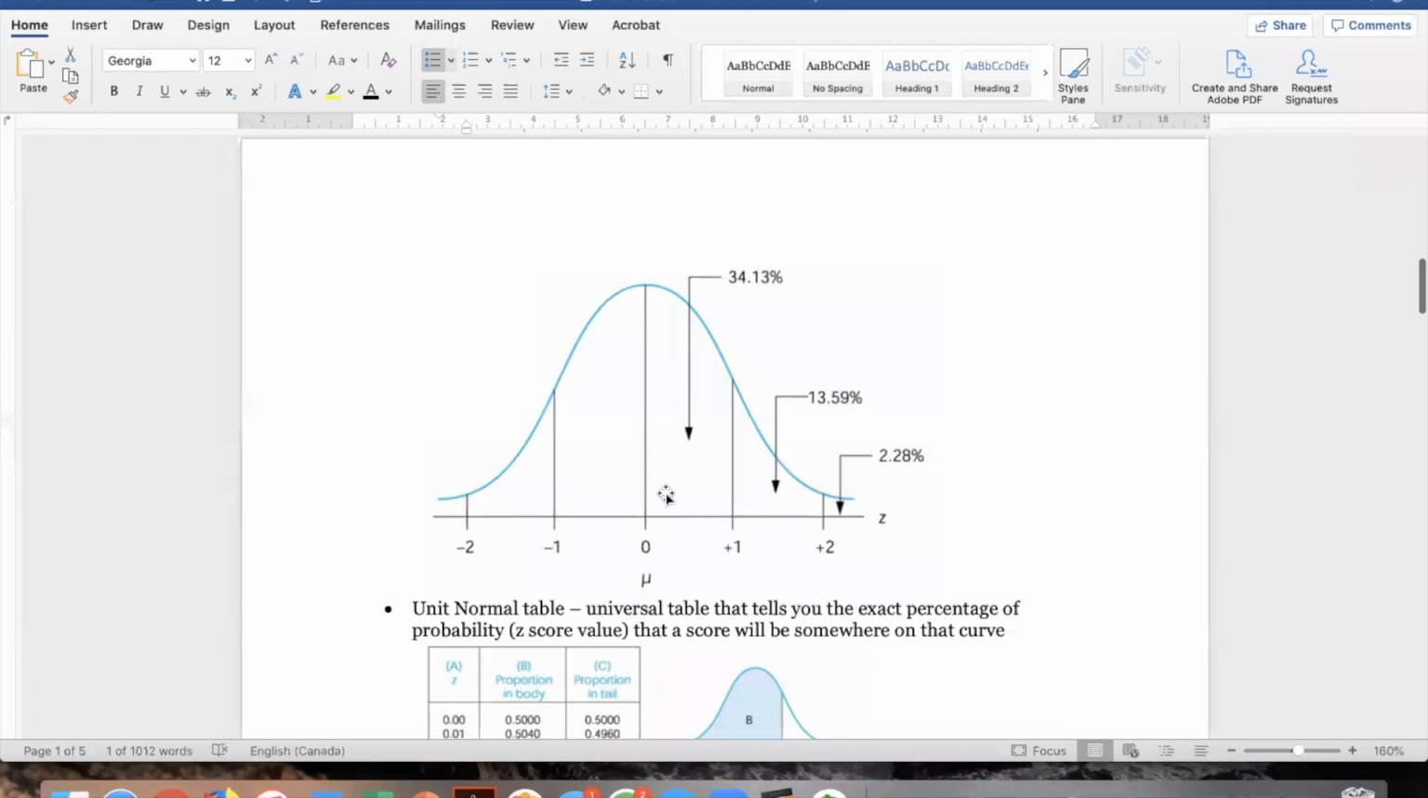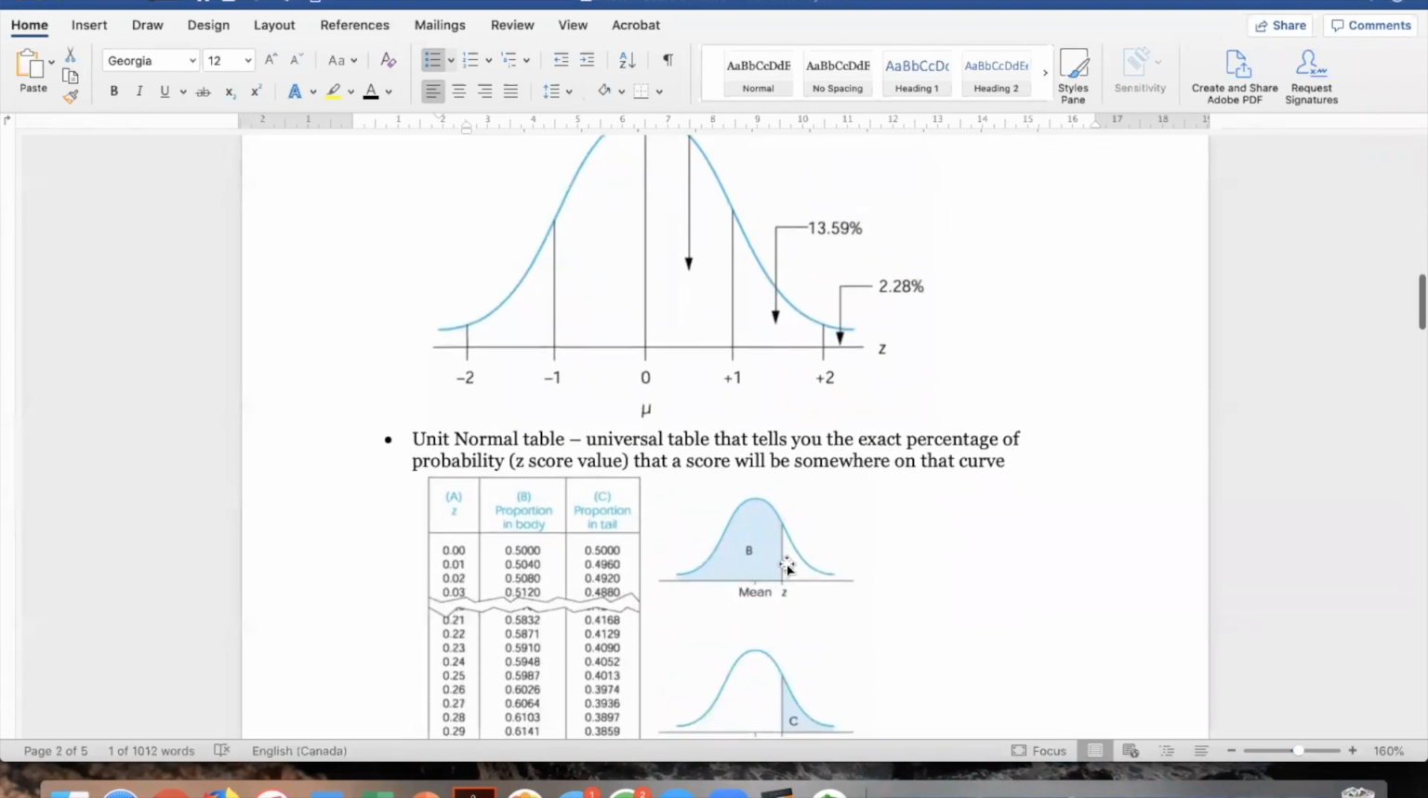This is just a little depiction of it again. We've talked about this. So 1 standard deviation, 2 standard deviations, anything outside of that, any score outside of that is going to be significant, statistically significant.